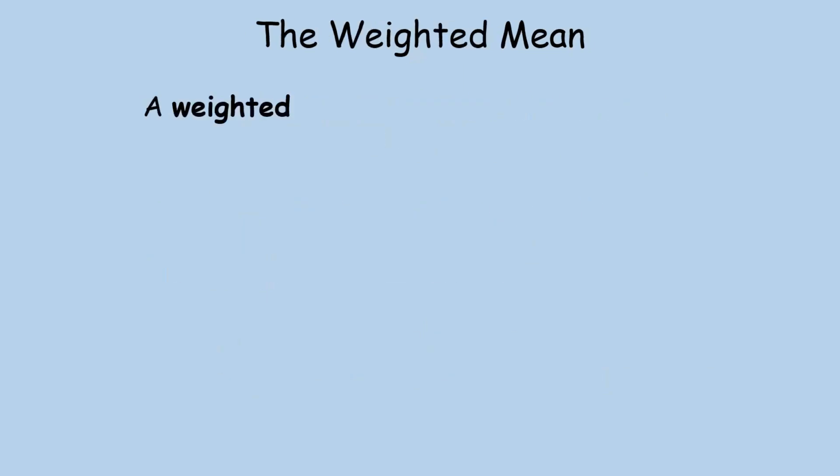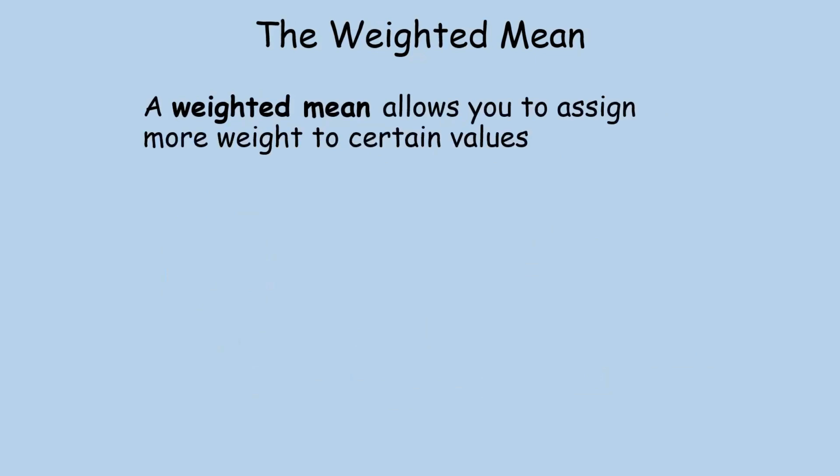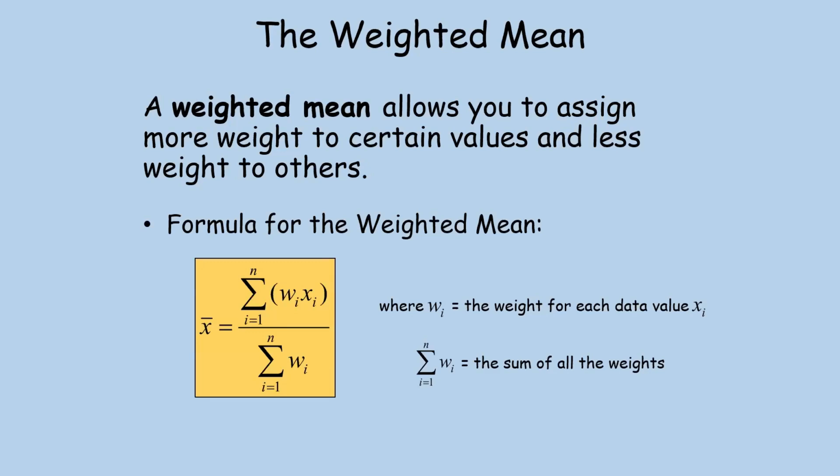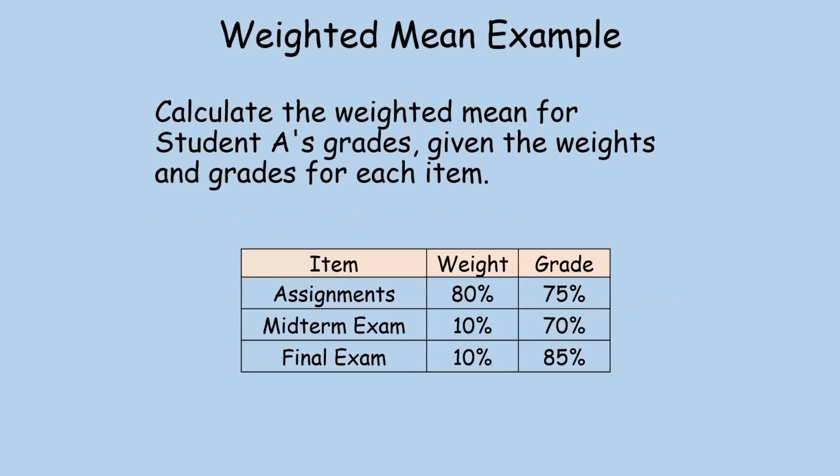Weighted mean. The weighted mean assigns different levels of importance, or weights, to values in the dataset. The formula is x bar equals the sum of wi times xi, all divided by the sum of wi. Let's look at an example. A student's final grade is based on three components: assignments, 80% weight; midterm exam, 10% weight; final exam, 10% weight. Let's calculate the weighted mean step by step.